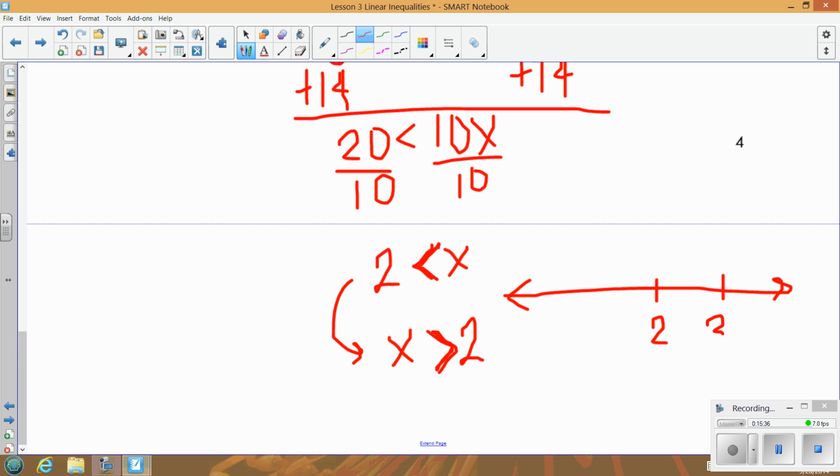I know that my shading is going to go the direction of the arrow, which is to the right. But it can only be that way if x is on the left. So it's going to be an open circle at 2, and I'm going to be shading to the right. So all of the numbers bigger than 2 are to the right of 2. Interval notation, open bracket, 2 to infinity.